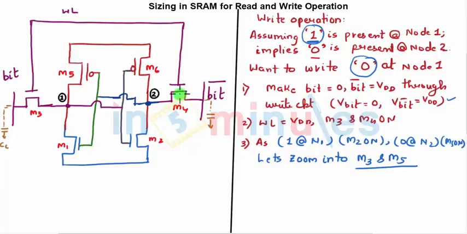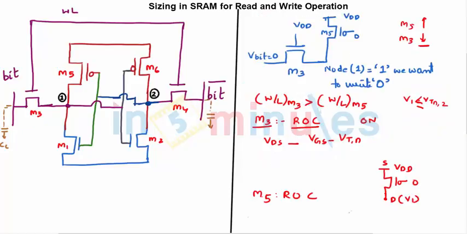Then make your word line high or equal to VDD, which means your M3 and M4 transistors will turn on. Currently there is 1 at node 1. At node 1 there is a 1 which is VDD, which will go to this gate and turn on M2. So M2 is on. There is 0 at node 2, so this 0 goes here and M5 is on. So currently M5 is on, M2 is on, M3 is on and M4 is on, and I am going to zoom into M3 and M5 for my sizing, and it's a symmetric circuit, so exactly the same will be for the other half also. So let's quickly do this.